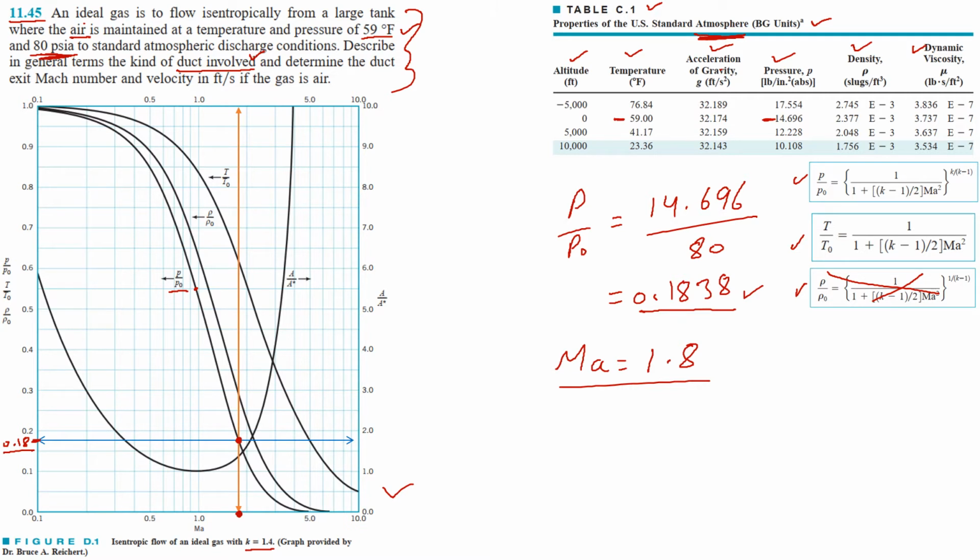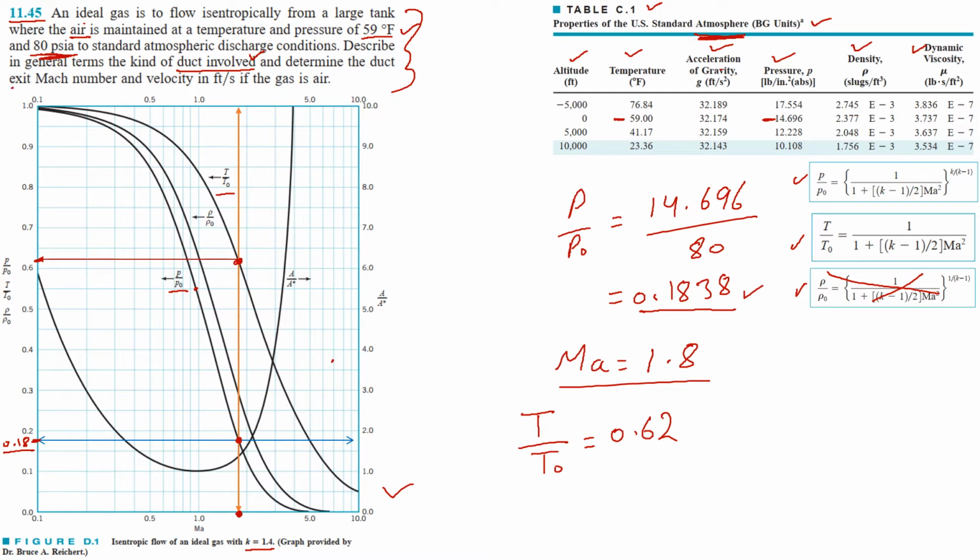We can similarly approximate the value of T over T naught from here, and it will come out to be just right here. If we draw the line, yes, it will come out just right here, and T over T naught will be almost 0.62 approximately. So these are the values that are required, and now we are going to find what is required.